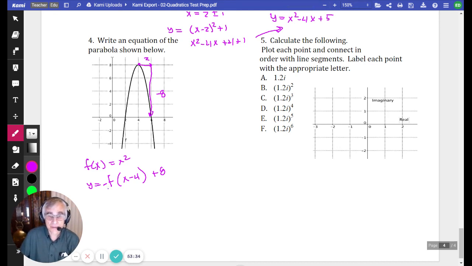So we need to put a 2 in here. So finally, I'd say y equals -2 f of x minus 4 plus 8.